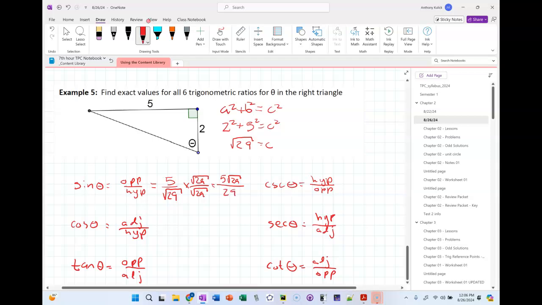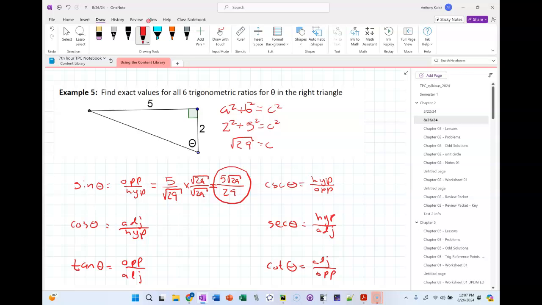You just get 29, right? Regular 29. So there is our answer there: 5 square root 29 over 29.